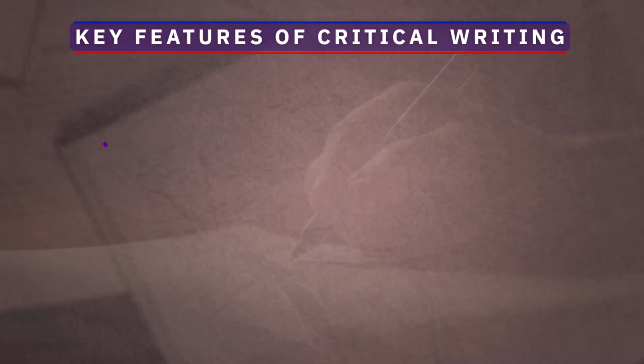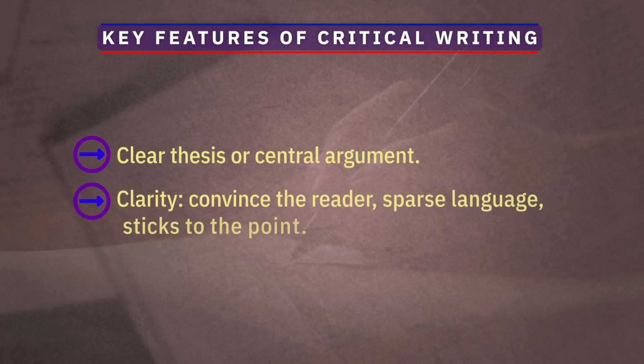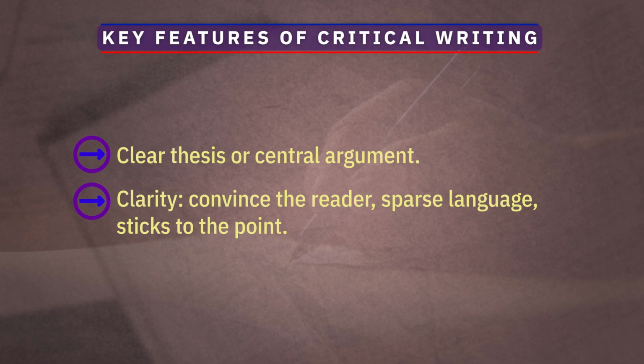Now, firstly, while writing critically, the student must be clear. So clarity is a very important feature of critical writing. The writing must convince the reader. It must be convincing. It must be lucid and clear. Also, the language must be sparse. The language must be to the point. It is important to stick to the points instead of digressing from the subject.